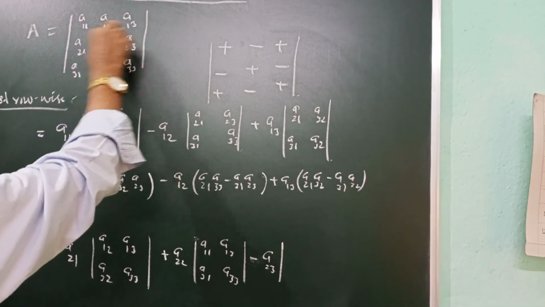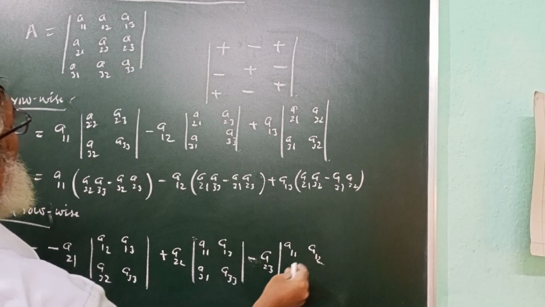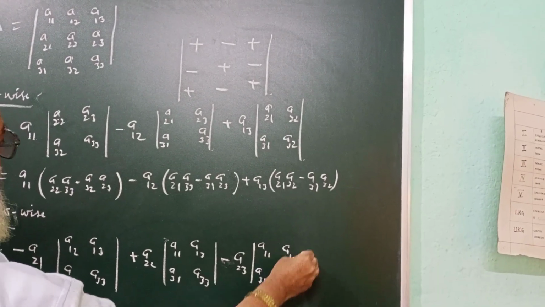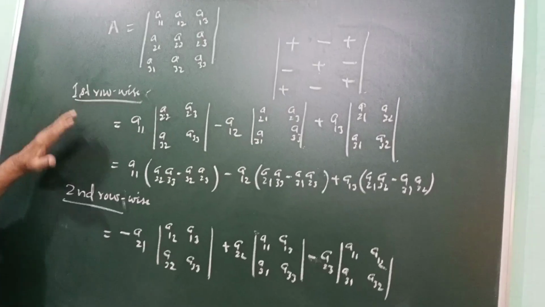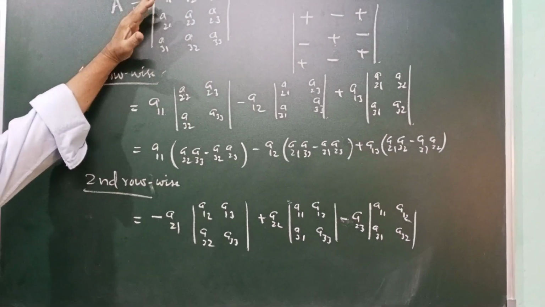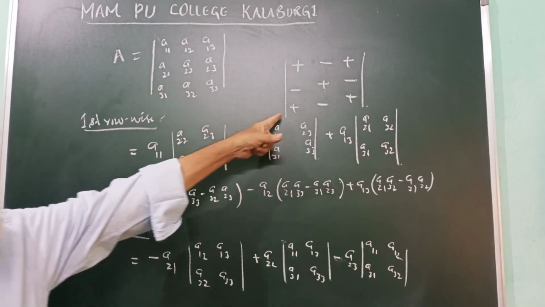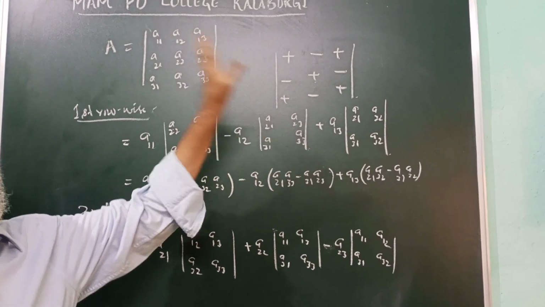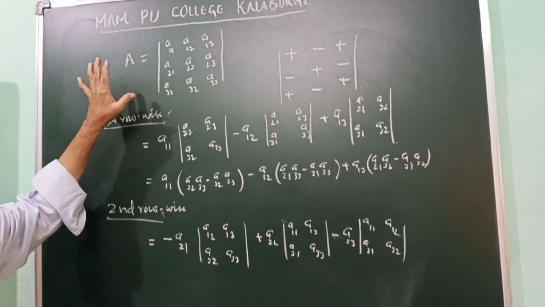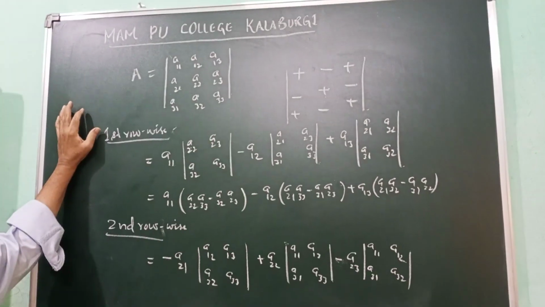Delete the row, delete the column. A11, A12, A31, A32. And as we have expanded here, in the same way you can expand by third row wise also, but you see that the appropriate sign should be considered. That is very important. So if you consider the appropriate sign, then it will be there. This is the row wise expansion of the third order.